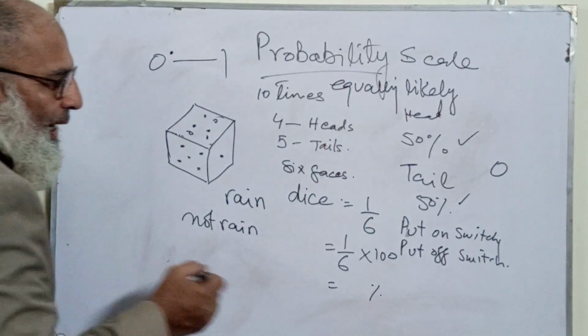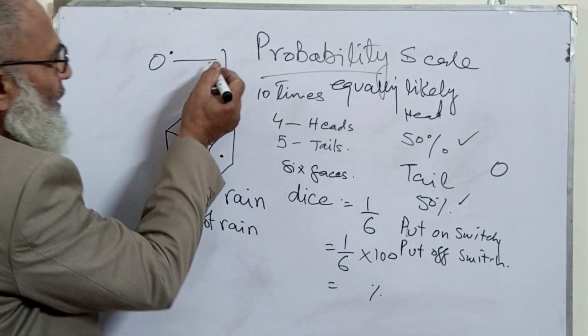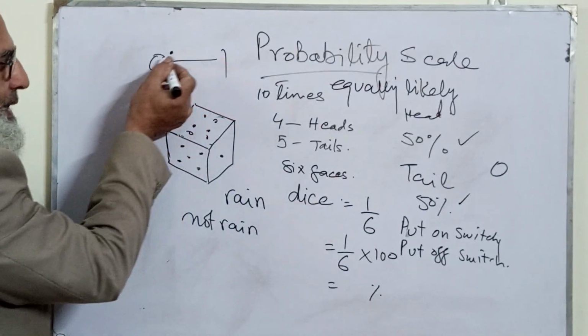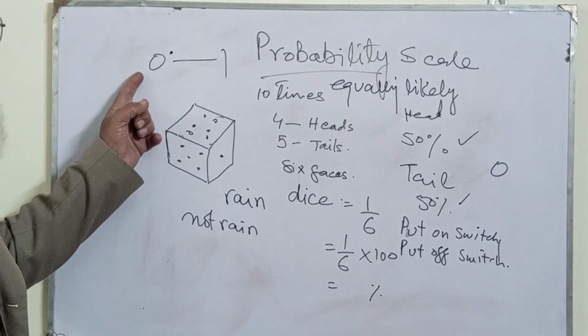Okay, and it is not 1, because it is 1 by 6, so it is less than 1 and greater than 0.